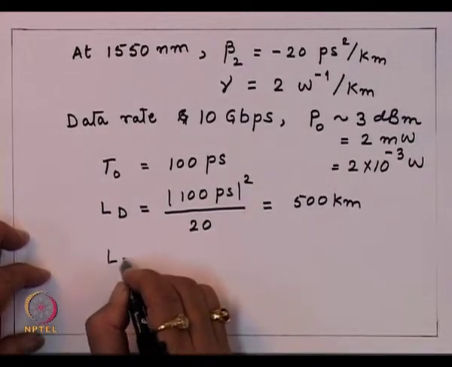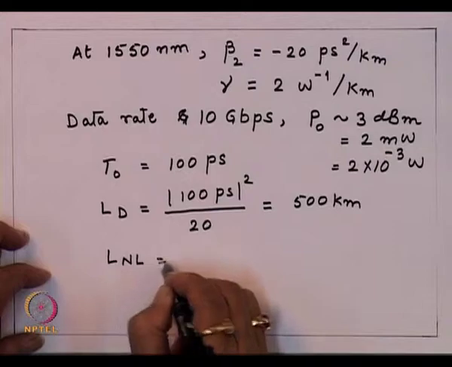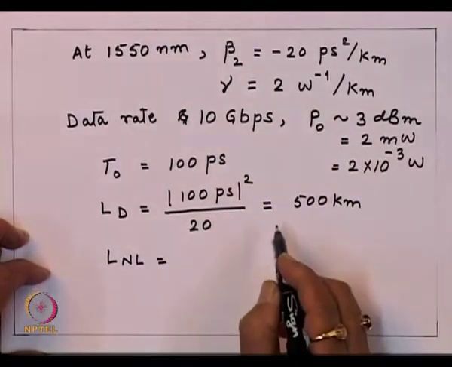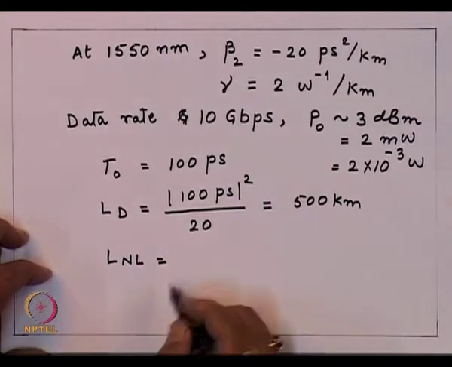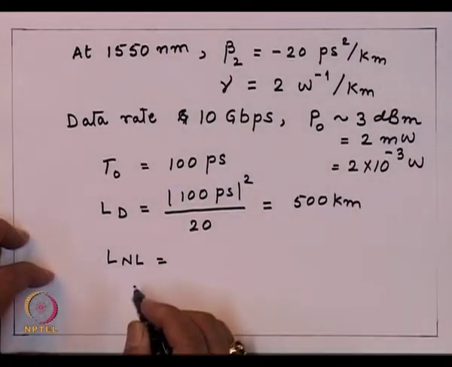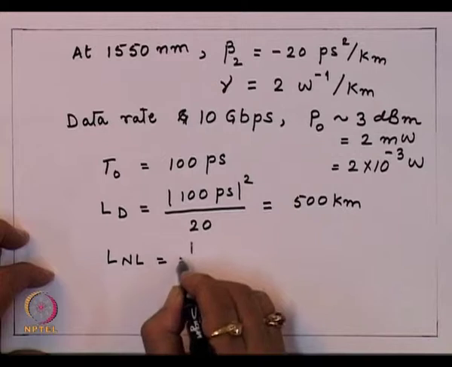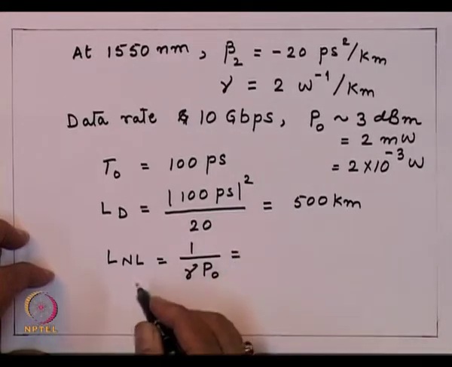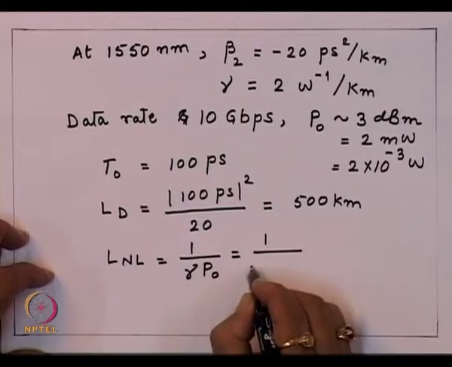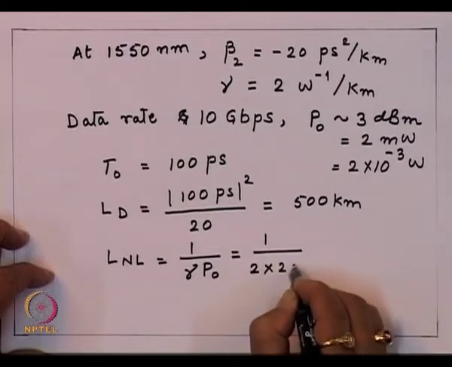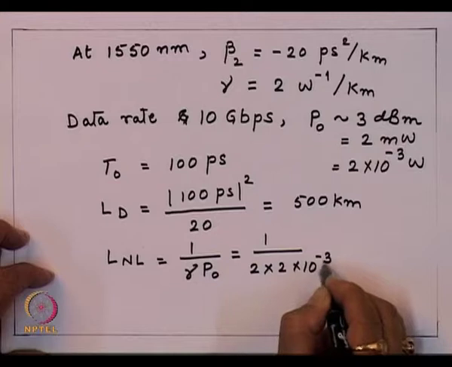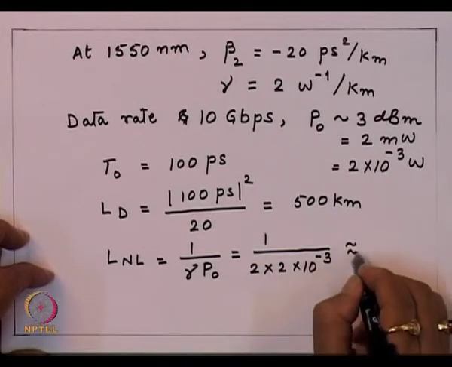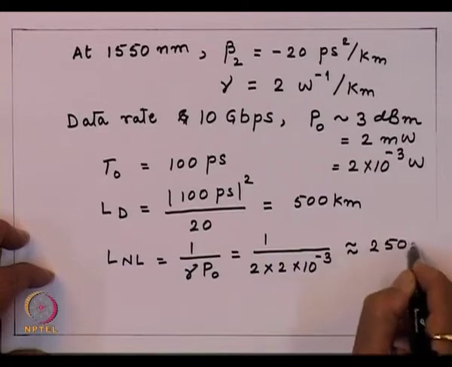Similarly, we can calculate the nonlinearity length for this power. The gamma is given, which is 2 watt inverse per kilometer, and P0 is 2 milliwatts. So, we can calculate 1 upon gamma P0, that is equal to 1 upon 2 into 2 into 10 to the power minus 3. That is of the order of about 250 kilometers.